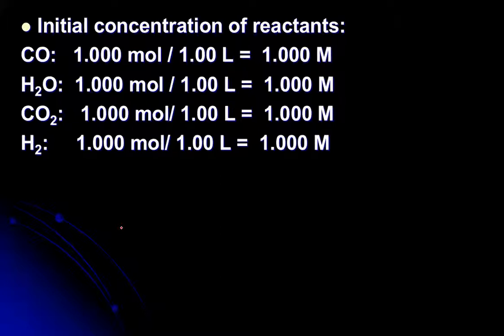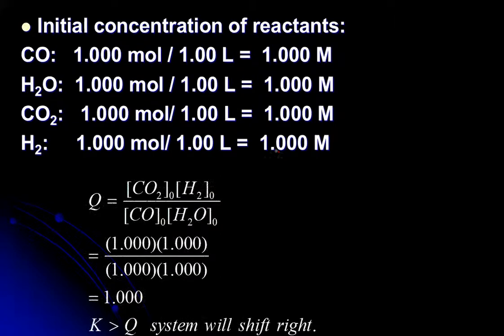Now what we're going to do is fill in our ice box. This is what we're starting with, 1 molar of each of these. We'll put those in our ice box. And then we also need to figure out, well, is the carbon monoxide and the water increasing or decreasing? Is the carbon dioxide and hydrogen increasing or decreasing? That's where Q comes in.